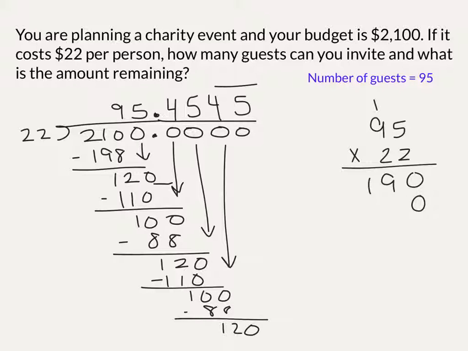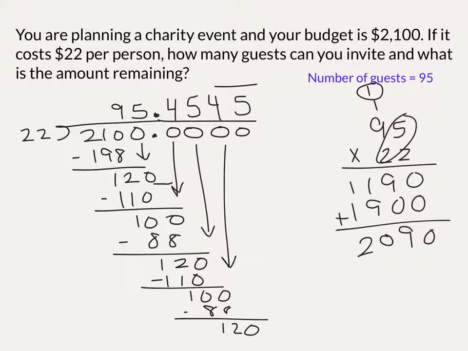And then 2 times 5 again is 10. Carry the 1. 2 times 9 is 18. Plus the 1 is 19. We'll add these two values together. And we get 2,090. So it costs $2,090 for 95 people, but we had a budget of $2,100.